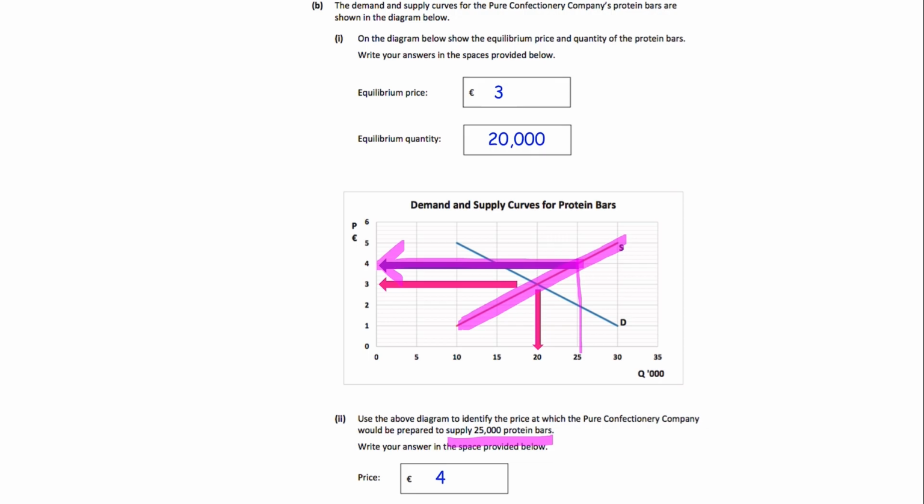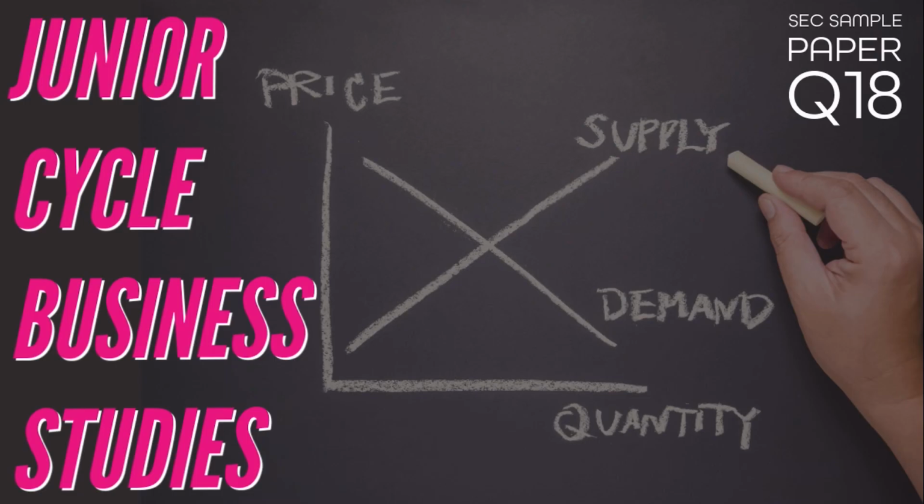And that is it. So that is the SEC sample paper and the supply and demand chart of question 18.